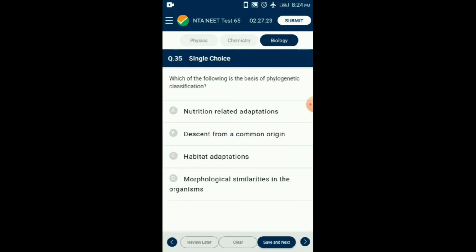Question number 35. Which of the following is the basis of phylogenetic classification? Phylogeny is the study of evolutionary history of organisms. In phylogenetic classification, both morphological characters and evolutionary history of organisms are considered in classification. Phylogenetic classification was first proposed by Eichler. It is the most important classification which is used. So the answer is option B, descent from common origin.